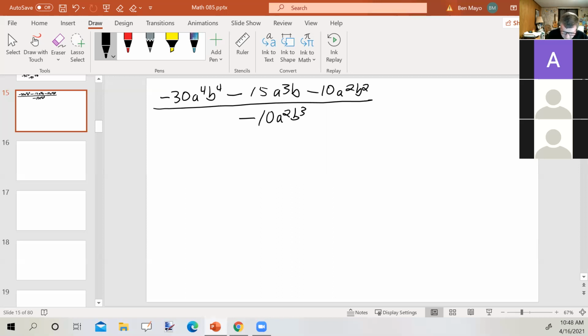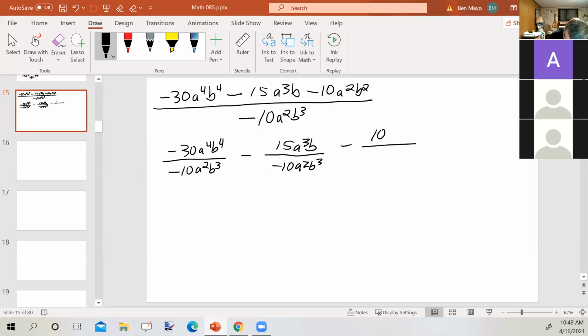Okay, all right. So we have a trinomial divided by a monomial. In this case, we take each term in the numerator and divide it by the denominator. Be careful that you carry all the subtraction signs and addition signs.